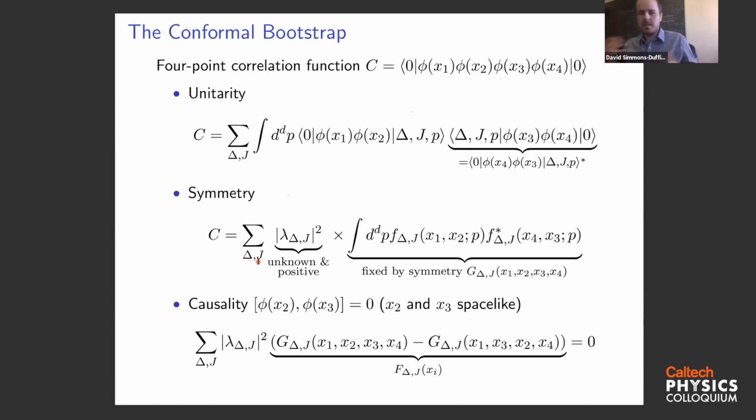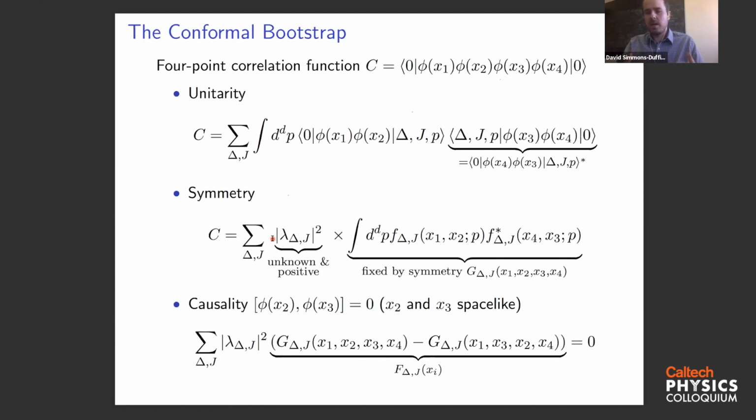And this slide is very technical, and I don't need you to remember all the technical details, but what I want you to take away is the template here of this expression. There's some unknown stuff, but it's positive. And then there's some known stuff that's fixed by symmetry. And positivity of this unknown stuff is coming, again, from unitarity.